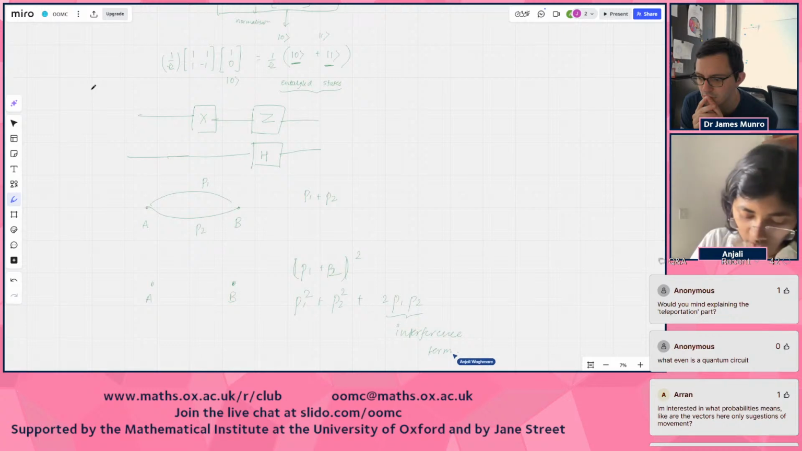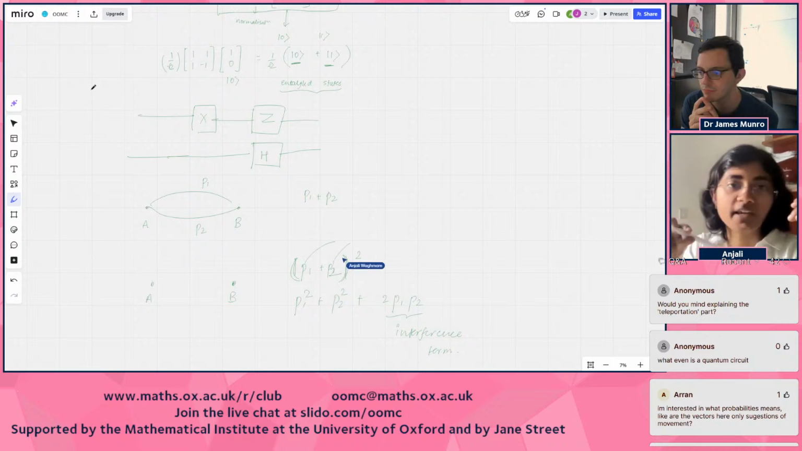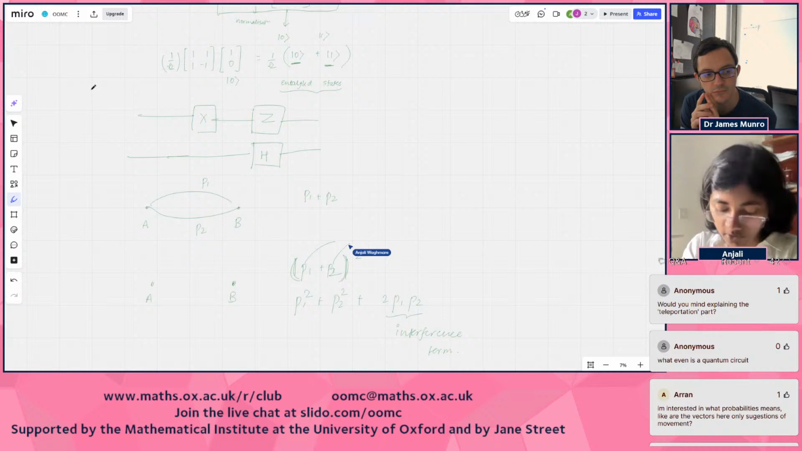If you assume these probabilities to be complex, you would get a non-zero interference term, and that is what makes it different from classical probability theory.